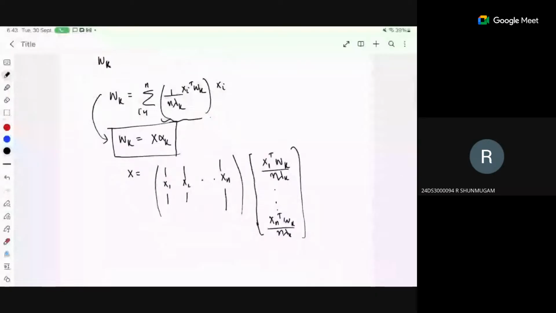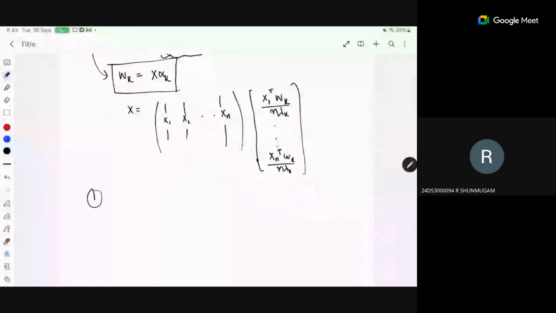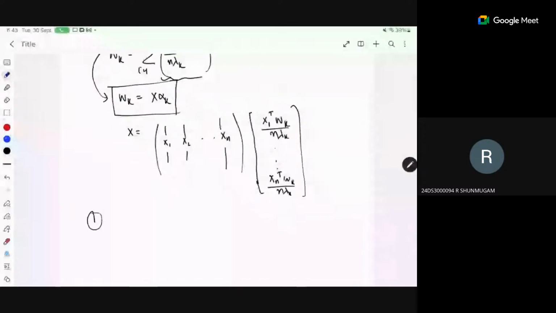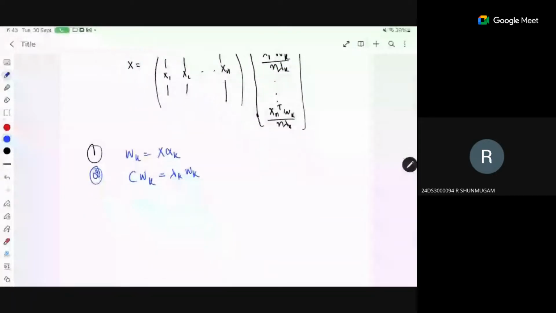Okay, so we have these two things that we got. The very first thing is that my WK is X times alpha k. And the second, from where we started, is that C times WK can be written as lambda k WK. This is what we started with and this is what we got. So how can we use this and come up with something?